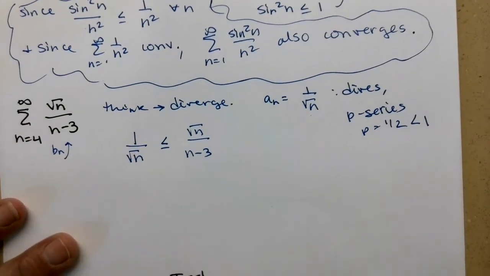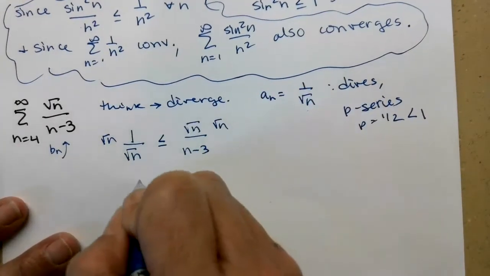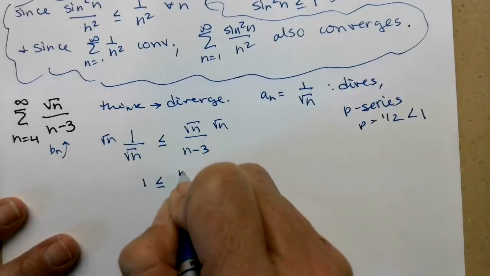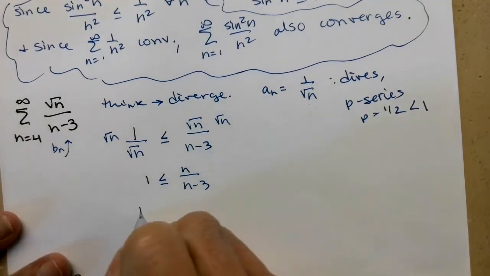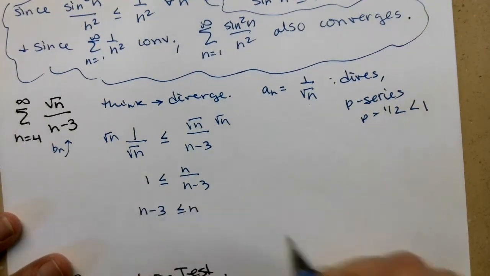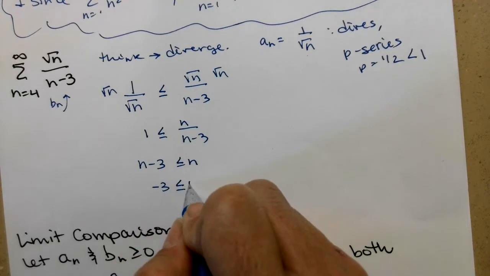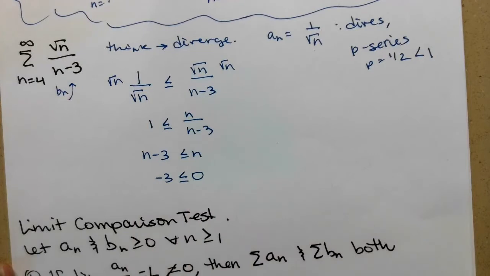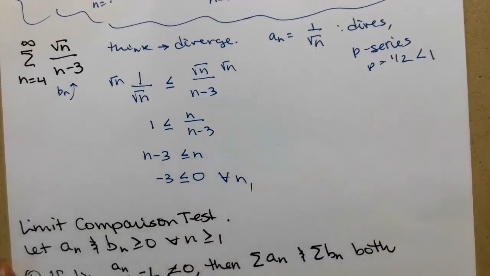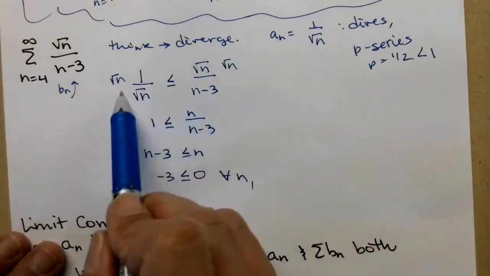Okay, so multiply both sides by square root of n. So that leads me to a 1 on the left, less than or equal to n over n minus 3. Multiply both sides by n minus 3. So now I have n minus 3 is less than or equal to n. Go ahead and subtract n from both sides. Oh, okay, the n's all went away. But what I'm left with is a true statement. Negative 3 is always less than or equal to 0. This is true for all n, because the n's go away. So if what you're left with is true, that means it's true for all n's. So we've done it. We've shown that the inequality holds.